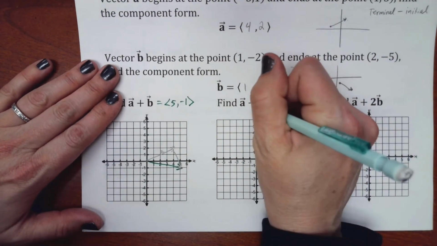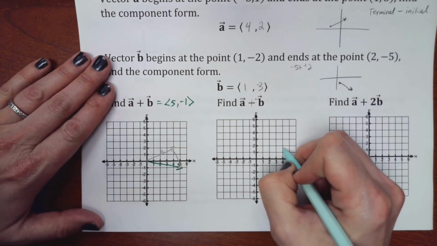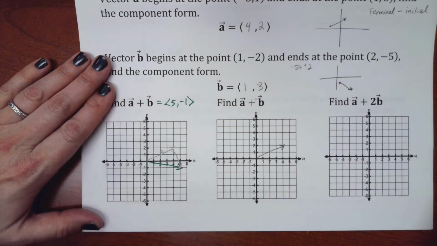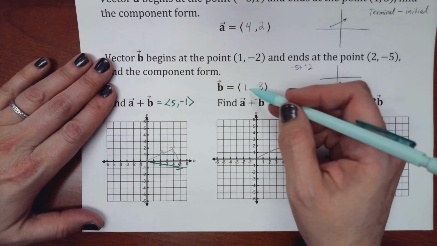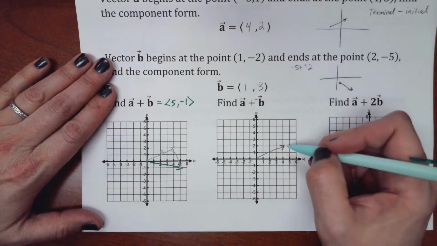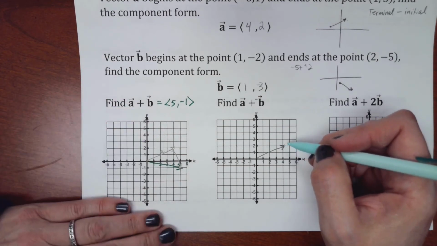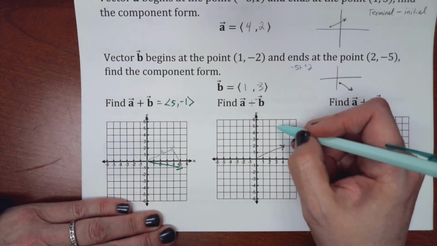So remember, that's A plus negative B. So let me draw A again. It's 4, 2. All right, and then let me add negative B. So B was 1, negative 3. So the opposite of that would be negative 1, positive 3. So instead of doing B on the end like I did here, I'm going to do the opposite of that. I'm going to do negative 1, positive 3. So negative 1, up 3.